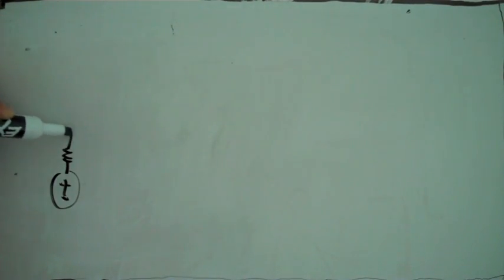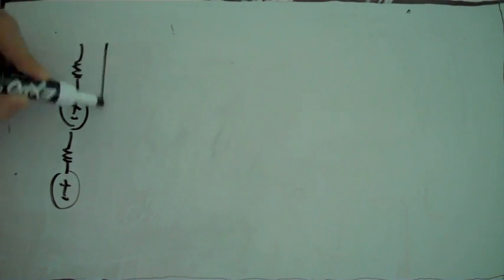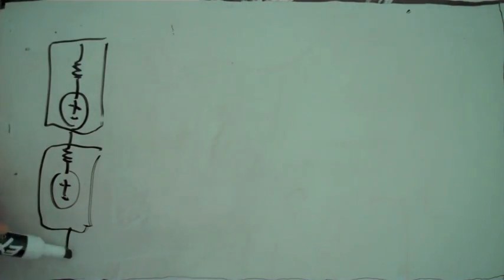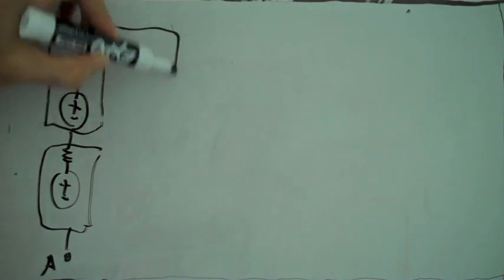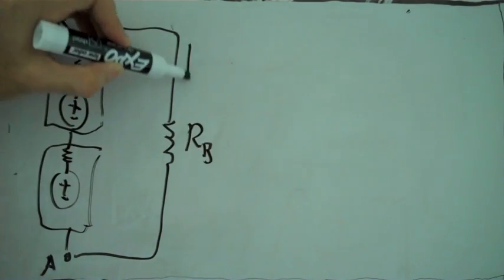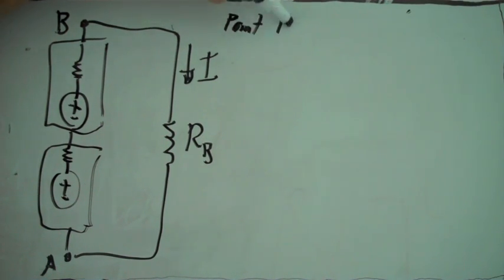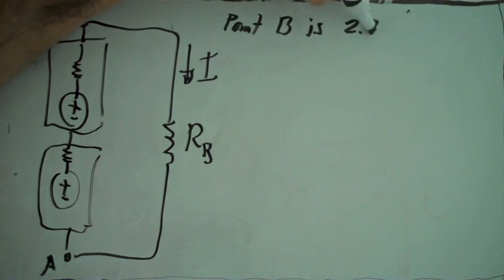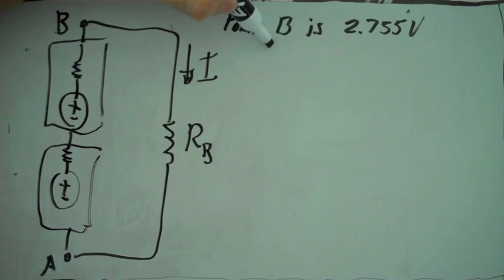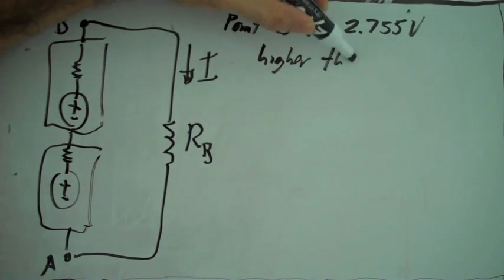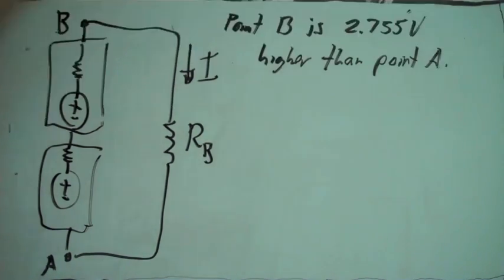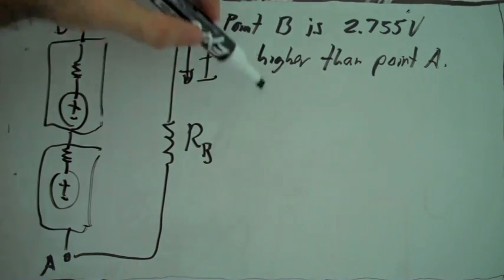So that means that the potential at point B is, so let's draw how the circuit looks here. We have the two batteries, we have points A and B, and this is the light bulb over here. The current is flowing in this way. So the way we've calculated this potential difference, we find out that point B is 2.755 volts higher than point A. Okay, so that's the potential difference between those two points, but point B is at a higher potential than point A.